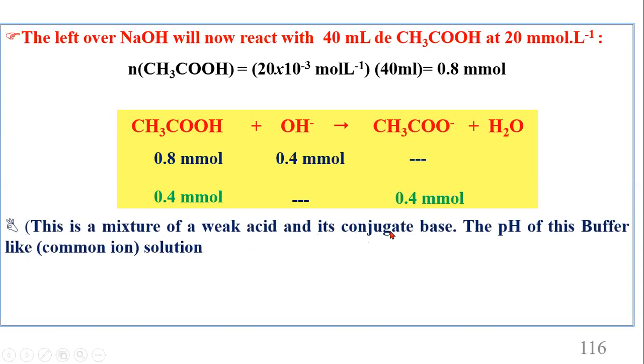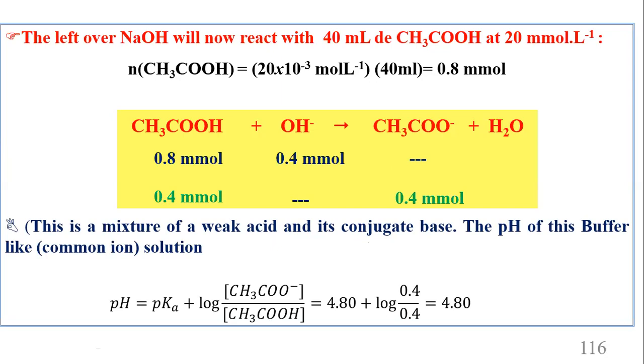Okay, so this is a mixture of a weak acid and its conjugate base. The pH of this buffer-like common ion solution is found using Henderson. So you have the pKa plus the log of the base divided by the acid. And you can just keep these in millimoles divided by each other, because if you convert them to moles per liter or concentration, that amount will simply cancel out. So keep them in millimoles and you get that the pH of the solution finally is 4.80.